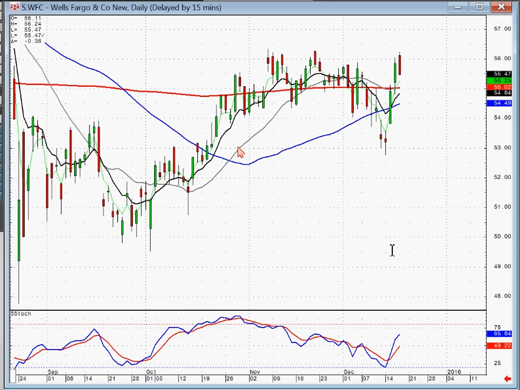Wells Fargo needed to break out through this level, kind of failed there. If this opened lower tomorrow and I was long, I'd close it out because that tells me I'm back in the trend channel. It needs to open positive and trade positive to stay in it.